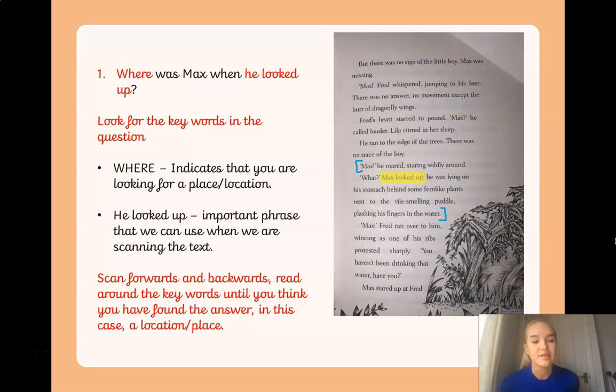"Max," he roared, staring wildly around. "What?" Max looked up. He was lying on his stomach behind some fern-like plants next to the vile-smelling puddle, plashing his fingers in the water. So can you see a where? Can you see a location? Can you see a place? If you can, just think about that for a moment, please, and think about what your answer might be.